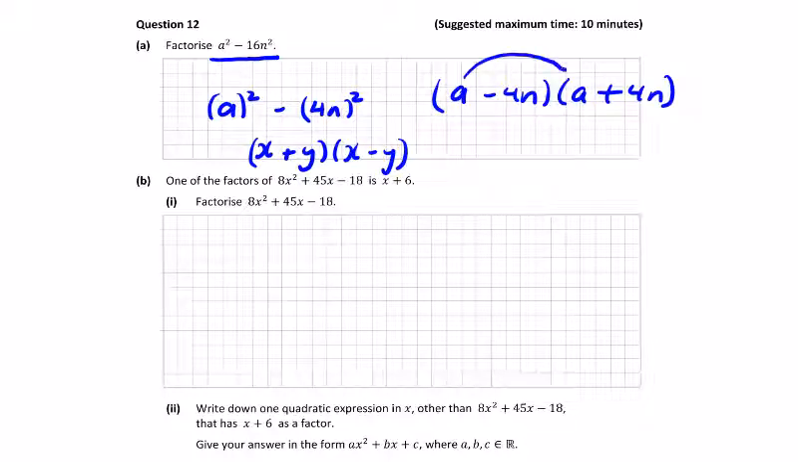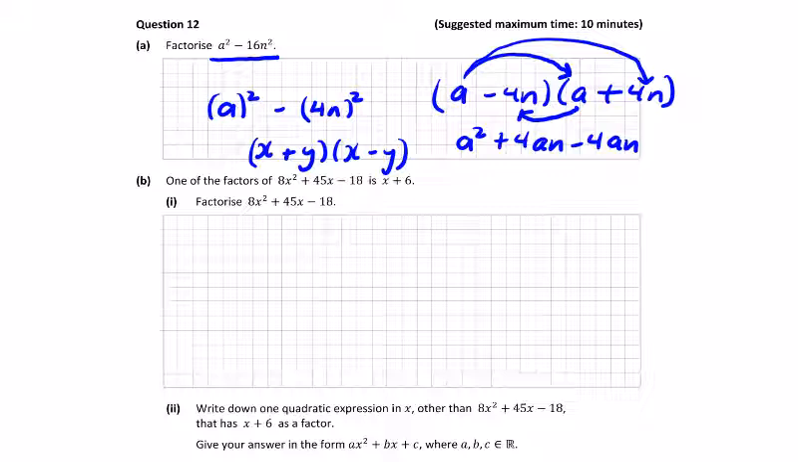And if we multiply this out, a by a is a squared. Then we have a by plus 4n, which is 4an. And when we have same thing in both brackets, the middle two terms will always cancel because the signs are different. Minus 4an, you can see this is equal to 0. And then we have minus 16n squared, just to verify your answer. So difference of two squares is the easiest question you will ever get if you have spent the time dedicating to getting some of this knowledge into your head before you go into the exam.